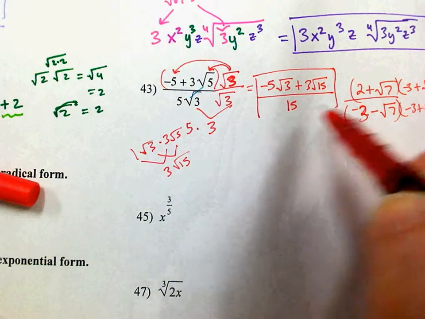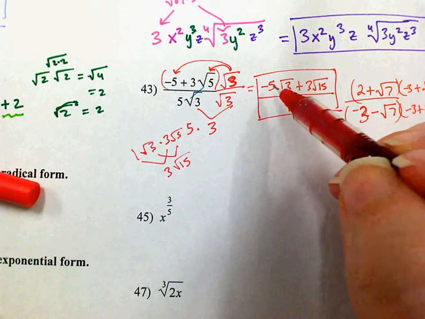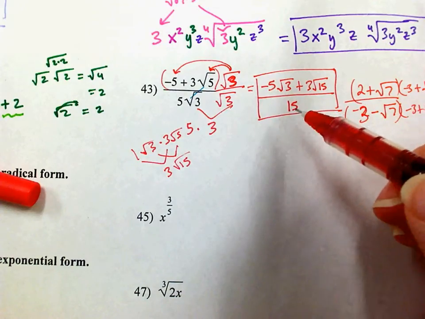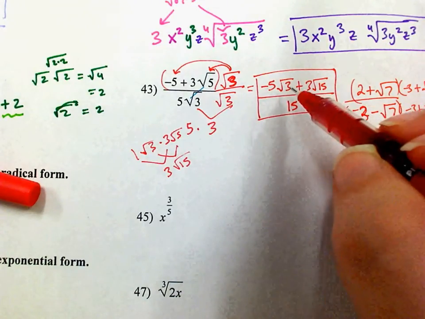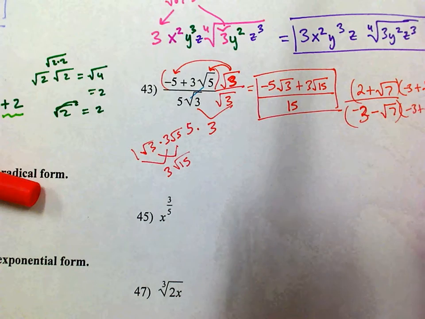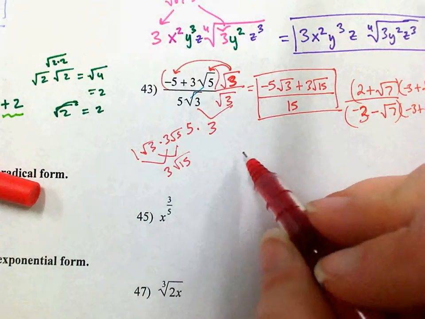I can't simplify 5, 3, and 15 because they don't all divide by the same thing. And I definitely cannot divide the square roots by a number not inside the square root. So we're done. If you had multiplied by 5 square roots of 3, though, let's just say that real quick.